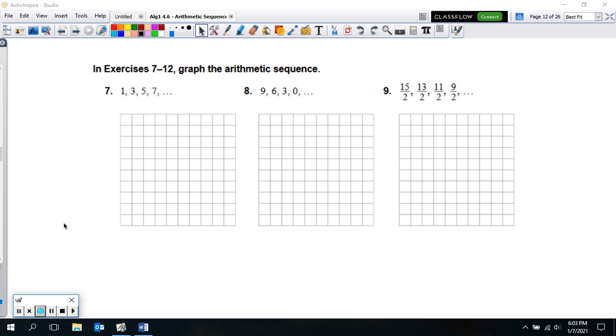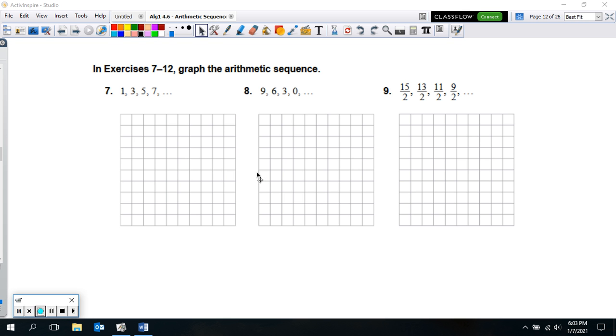Alright, so on 7 through 12, it asks us to graph the arithmetic sequence. So we're told it's an arithmetic sequence, it has a common difference, but we just need to graph them. This is going back to what I was talking about. We can make ordered pairs out of these to be able to graph them on a coordinate plane.